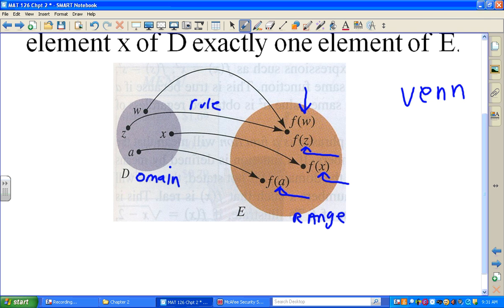So, it takes a rule, maps it. Do you see how we have an X here and an X here, and the same Y right here, the same Y value? Do you see how that works in the Venn diagram?